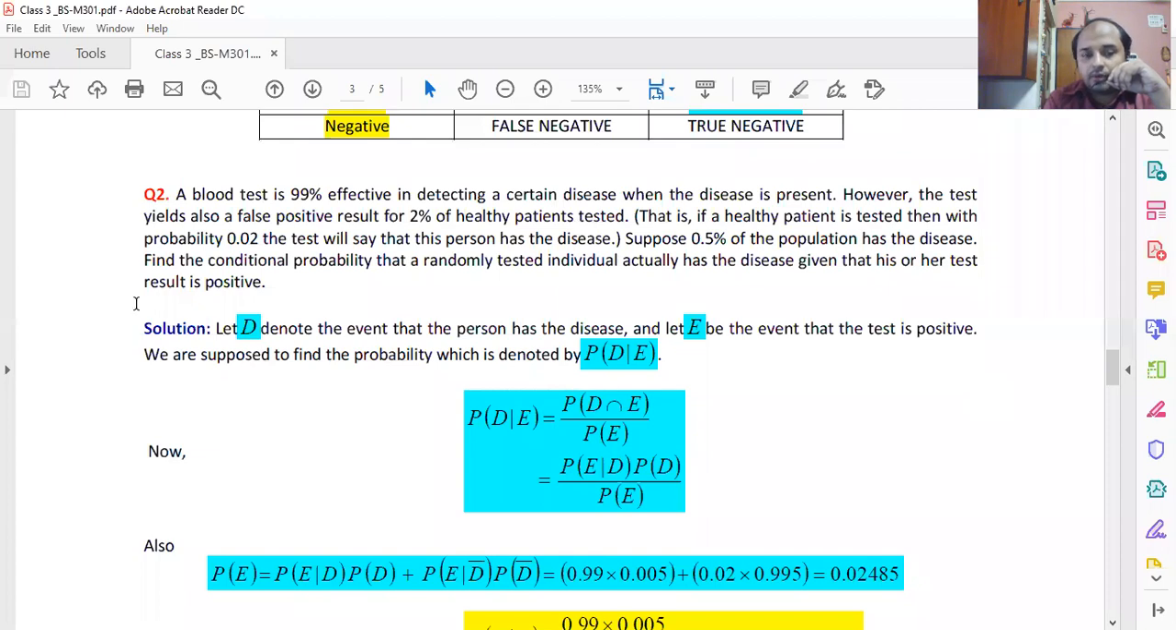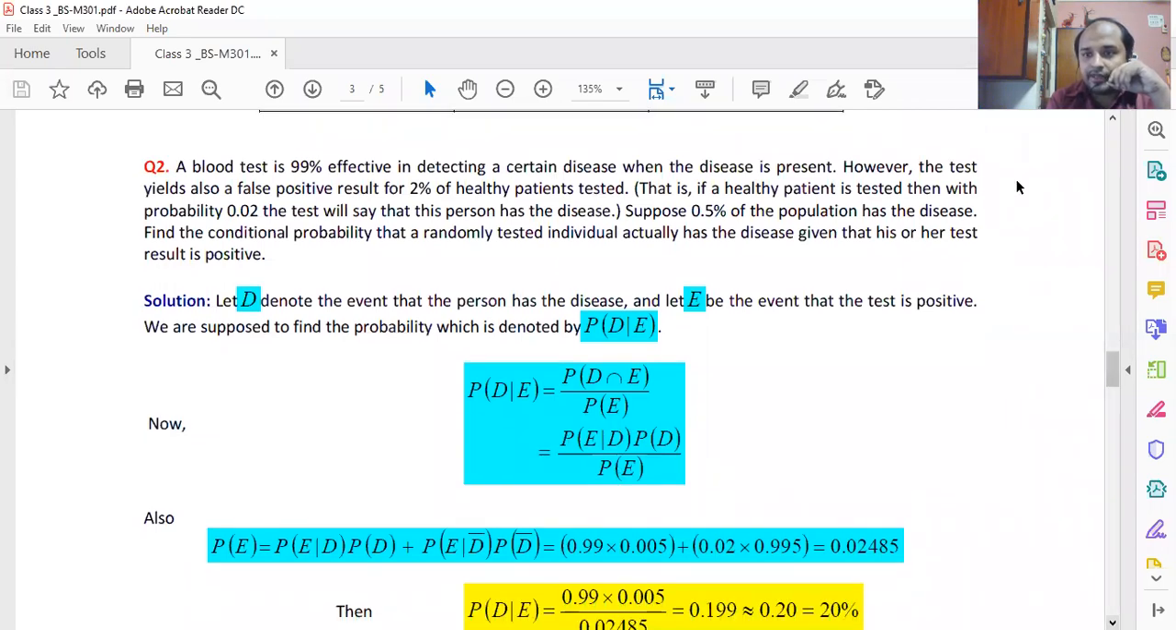Read the question. We are supposed to find the conditional probability that a randomly tested individual has the disease, probability of D, given that his or her test result is positive, E. Now, by definition of conditional probability, probability of D given E is equal to probability of D intersection E by probability of E. And then by Bayes theorem, I can write it as probability of E given D into probability of D by probability of E. Same old thing. Our job is to find probability of E, isn't it?